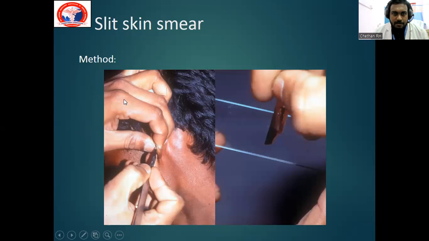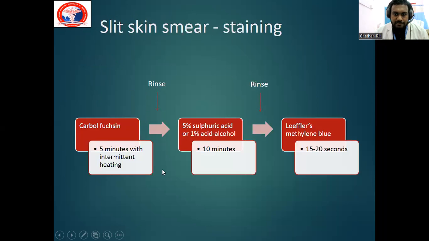So this is the procedure of slit skin smear. You can see that a cut is made in the earlobe, and that will be smeared on the slide. It will be fixed, and then we will add carbol fuchsin, 5 minutes with intermittent heating. Rinse the slide, add 5% sulfuric acid or 1% acid alcohol, wait for 10 minutes, then rinse again, add low fluorescent methylene blue for 15 to 20 seconds. So how this particular procedure differs from the earlier procedure which I mentioned is by the concentration of the sulfuric acid which is used here.